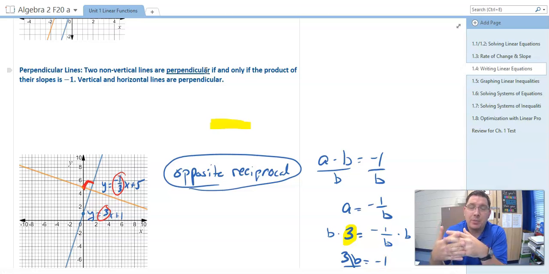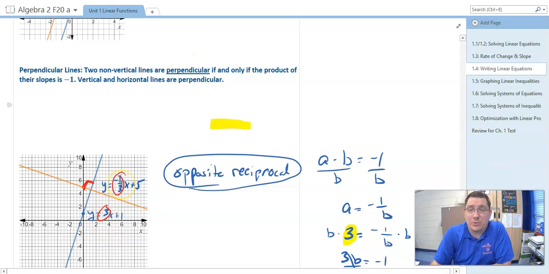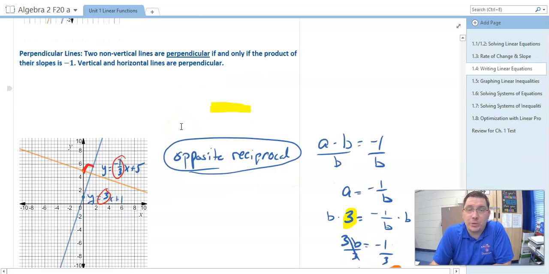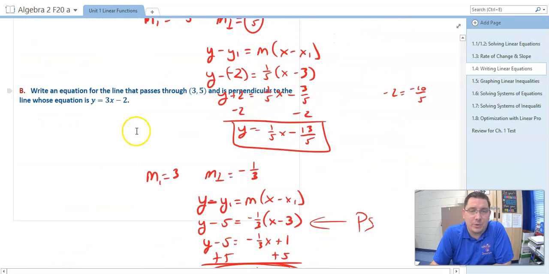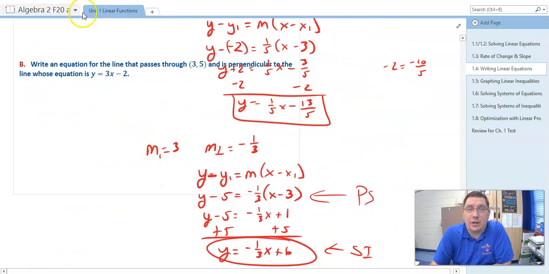And we get that because if I take one fraction and I have its opposite reciprocal, opposite meaning that you change the sign, positive to negative or vice versa, and reciprocal meaning that you flip that fraction, then we're going to get that -1. And so we see here like 3 and -1/3 are perpendicular. Or if I had like -2/3 and +3/2, those would be perpendicular slopes. Okay? And we looked at how to write the lines based on those.